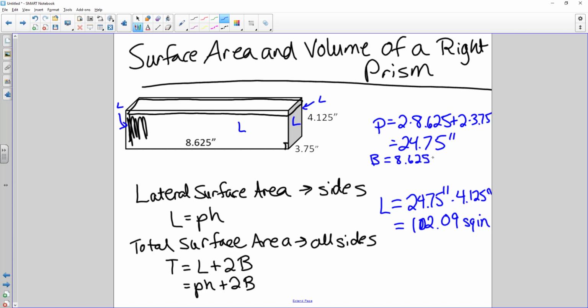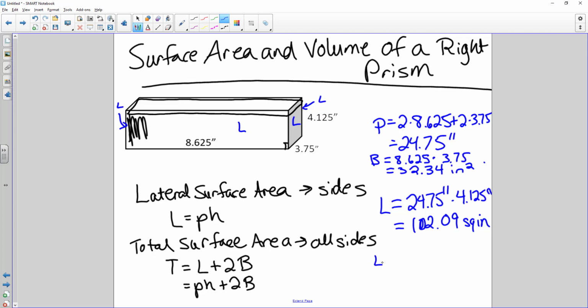Again, up here, I'm going to figure out the area of the base to be 8.625 times 3.75. The area of the base, 8.625 times 3.75, is about 32.34. Right now I'm at inches squared, square inches, because I just did inches times inches.